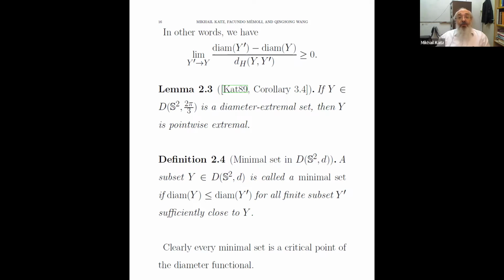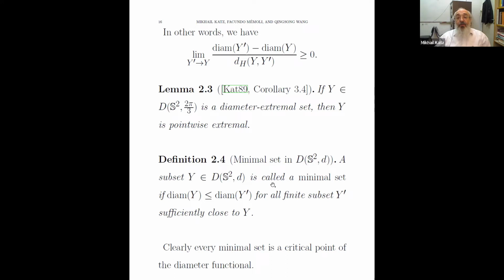It turns out that if a point set is diameter extremal, then it is pointwise extremal. It has the nice properties that we described on the previous slides for pointwise extremal sets. Every point is held by Y, and in fact, you get much nicer properties of the configuration. They give you anti-self-polar tetrahedra, as we will explain soon, hopefully.